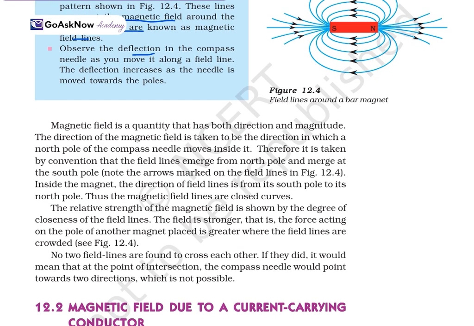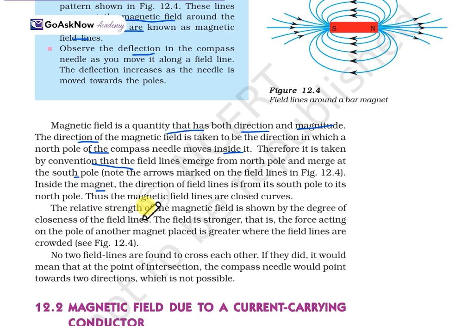Now, the magnetic field is a quantity that has both direction and magnitude. The direction of the magnetic field is taken to be the direction in which the north pole of the compass needle moves. Therefore, by convention, the field lines emerge from the north pole and merge at the south pole. Note the arrows marked on the field lines like this, and inside the magnet the direction of the field lines is from the south pole to the north pole, like this, from here to here.